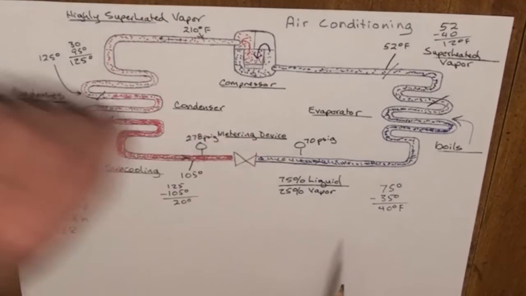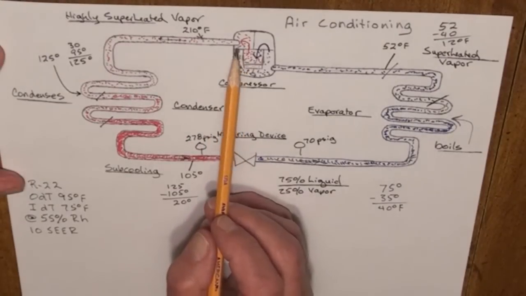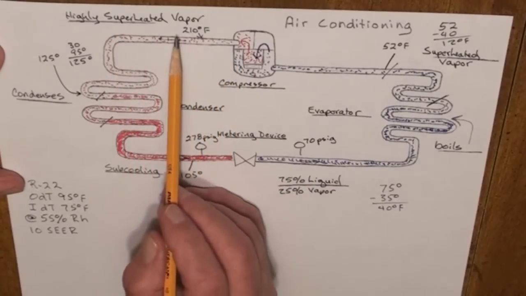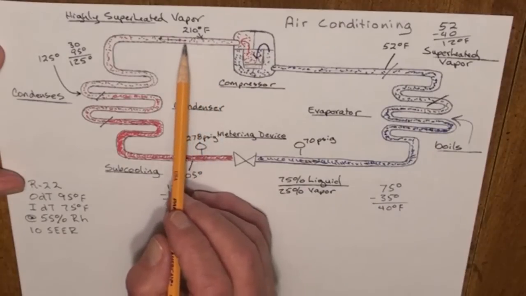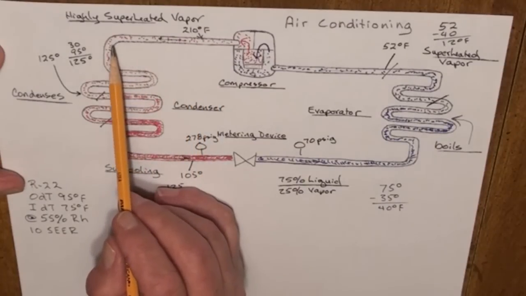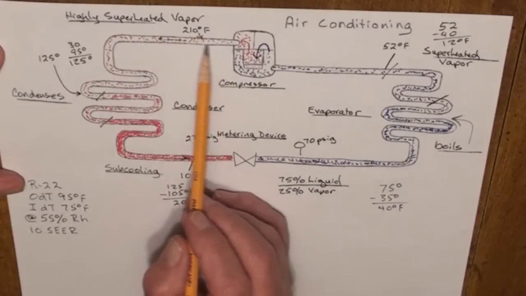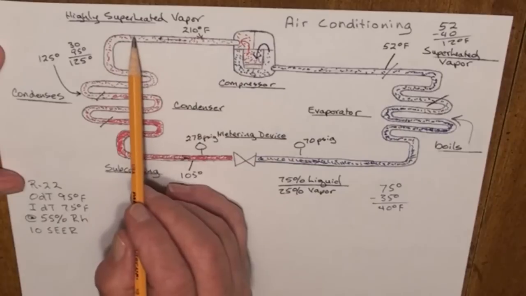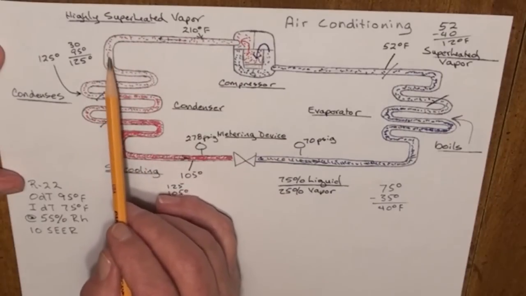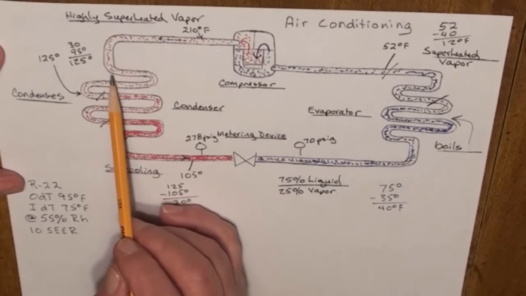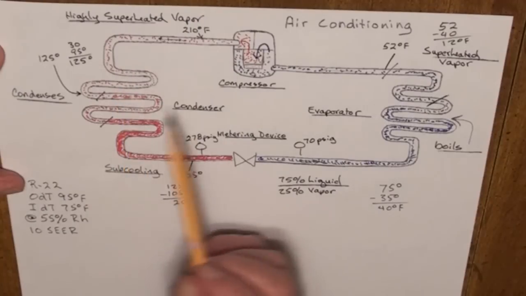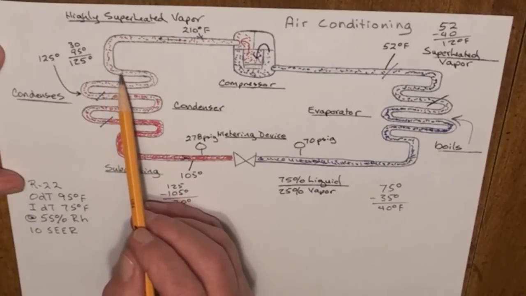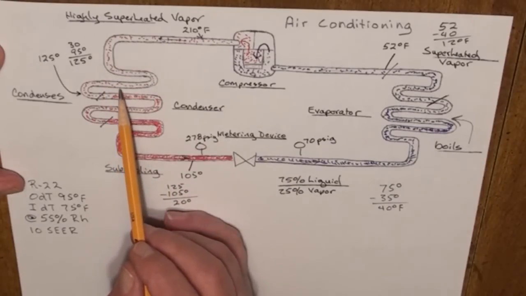So let's go through this again. When the refrigerant leaves the compressor as a 210 degree, highly superheated vapor, it rejects sensible heat. It goes from 210 degrees down to 200, 190, 180, 175, 160. This is all sensible heat that's being rejected because we have no change of state taking place.